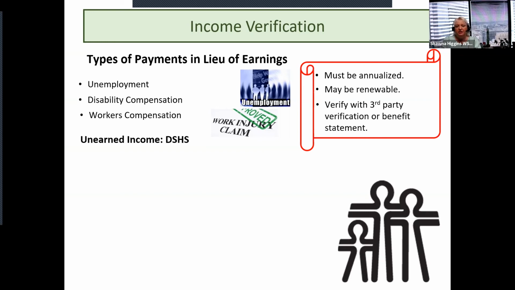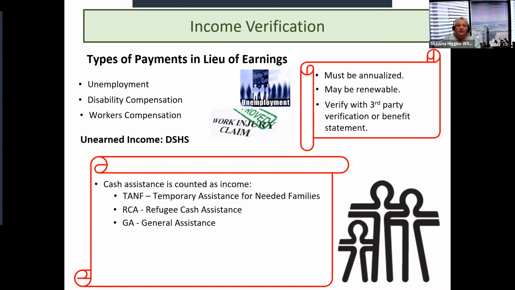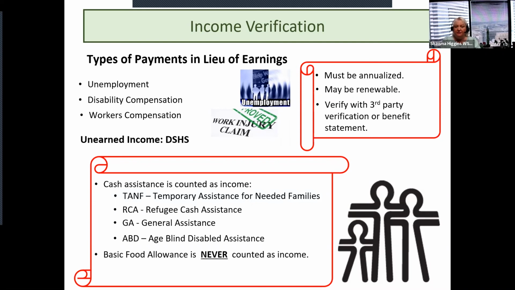So unearned income such as DSHS. So cash assistance is counted as income. So that's TANF, the Temporary Assistance for Needy Families, the refugee cash assistance, general assistance, aged, blind, disabled assistance. The basic food allowance is never counted as income. And so TANF, DSHS recipients receive benefits on a cash card. So for assets, you're going to want to make sure to get the balance of what is on that cash card. They don't necessarily have to have a checking or savings account.